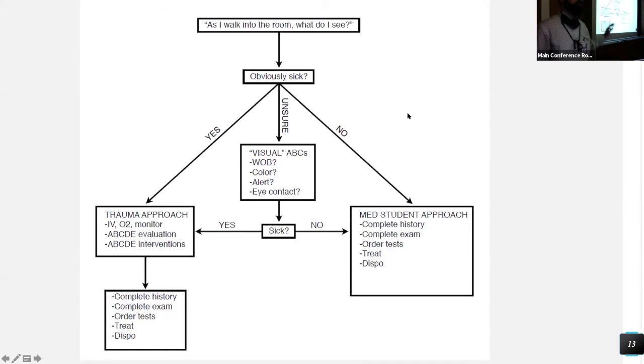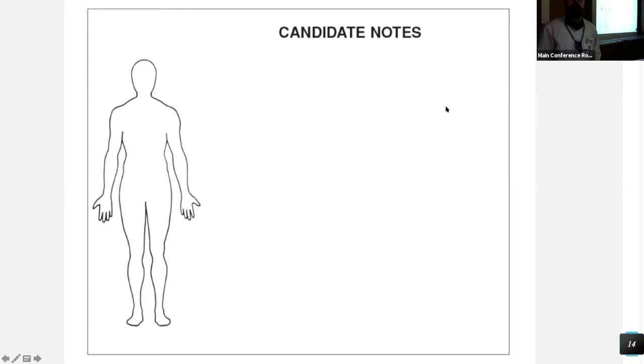Now this, though, is a general schema. It's really, what do I see, sick versus not sick, and then interventions if they're sick, followed by history and everything else, or history and then interventions if they're not. So what do you do now, though, if you're trying to practice to figure out, well, what do I do specifically? What are the actual little details I need to get, and all of that? This is an example of a candidate note sheet that you'll be given.